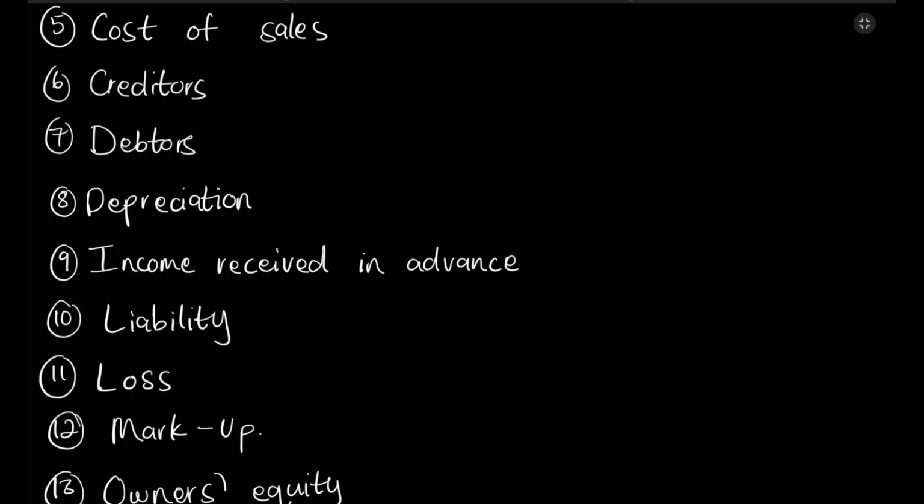Let's go to number 10. We have liability. What's a liability? This is money owed by a business or a person to another person or a business. In simple terms, debt that the business has to pay. A simple example could be a bank loan of 50,000 rands.